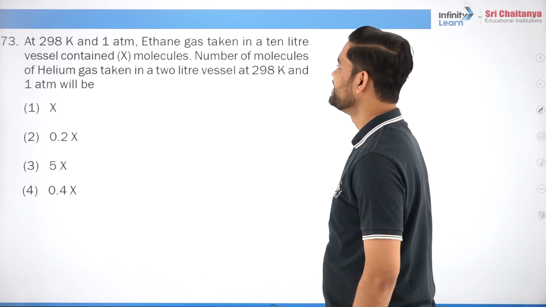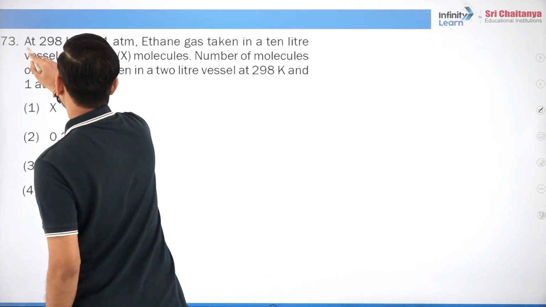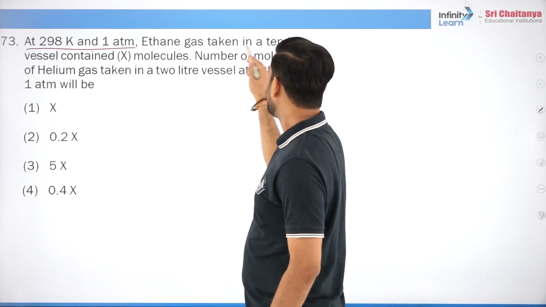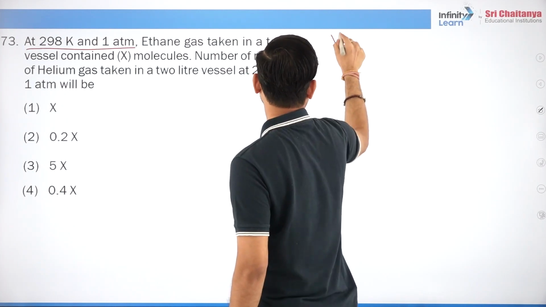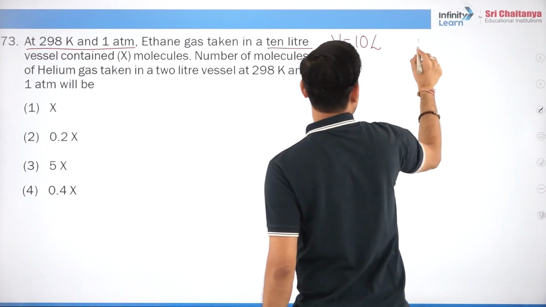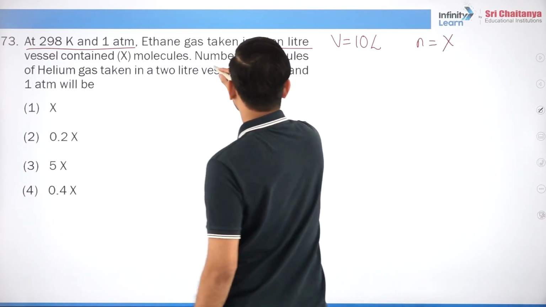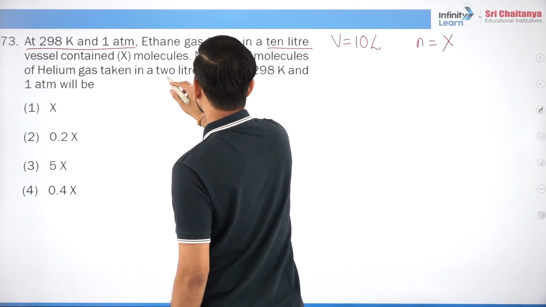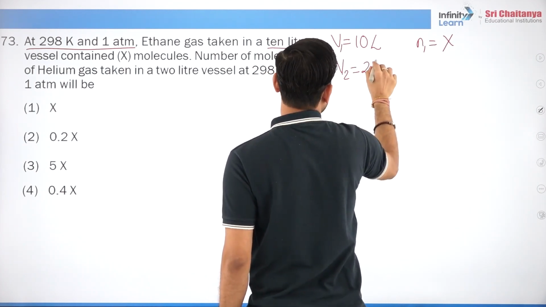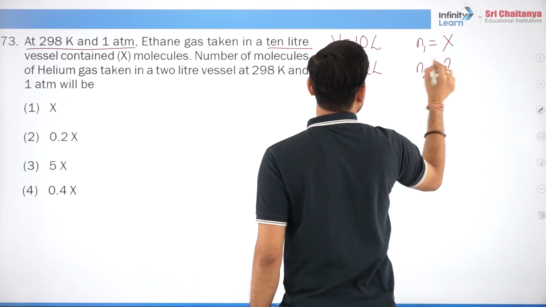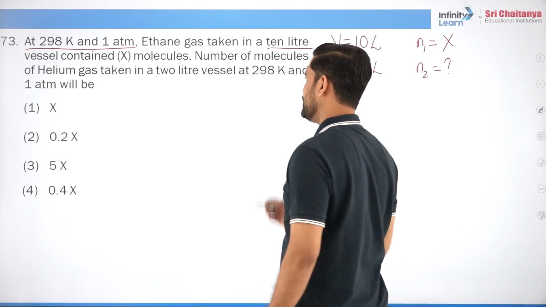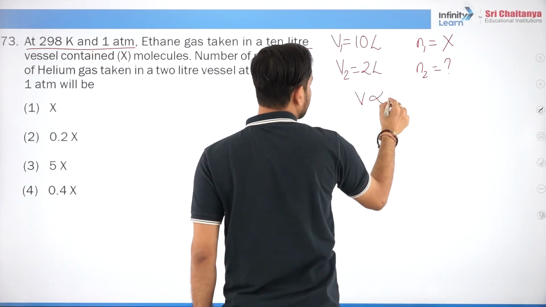Okay, proceeding further, at 298 Kelvin and 1 atmospheric pressure, that means pressure and temperature are kept constant. Ethane gas is taken in 10 liter, so volume is given as 10 liters, containing X molecules, so N is equal to X molecules. Number of molecules in helium gas in a 2 liter vessel, so can I say this is V1 and this is N1, and V2 is 2 liters whereas N2 is question mark. So according to the law, at constant temperature and pressure, V is directly proportional to the number of molecules.